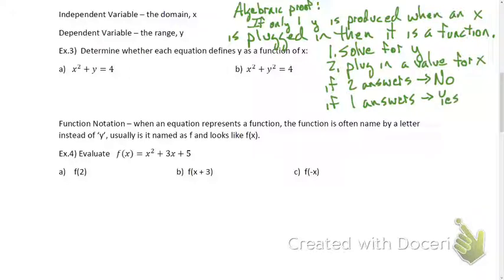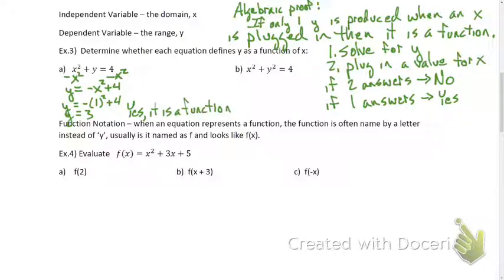So let's try it. On example 3a, we need to solve for y, so let's move that x squared over. And we get y equals negative x squared plus 4. So there's step one. Step two, plug in anything you want for x. So I'm going to plug in a 1. Plug in a nice number. And I get a 3. I get one answer. Yes, it is a function. Now I'll show you another way in just a second.